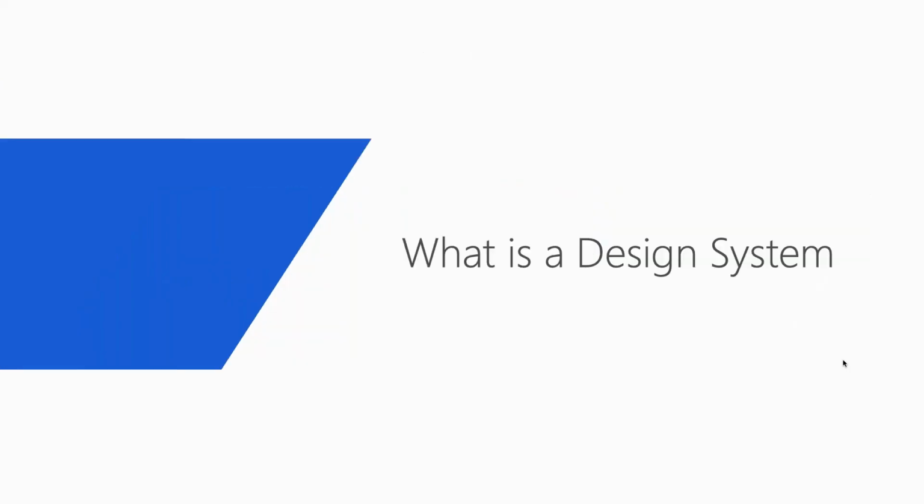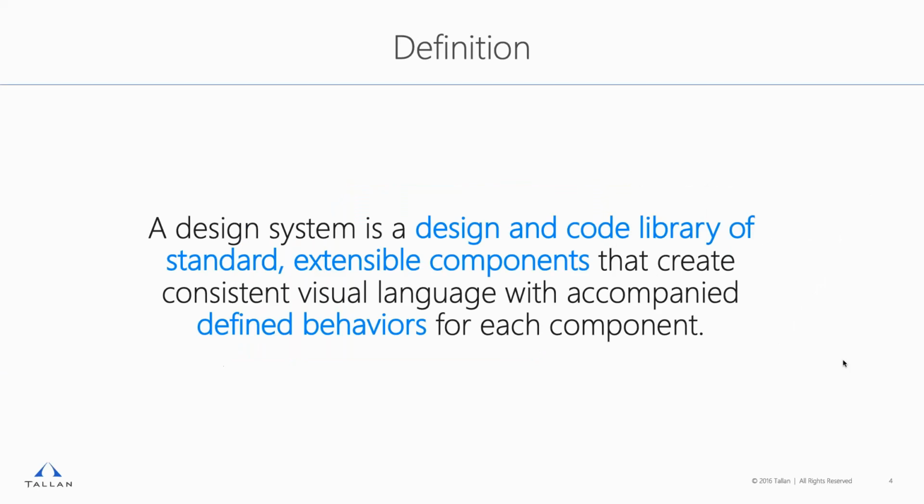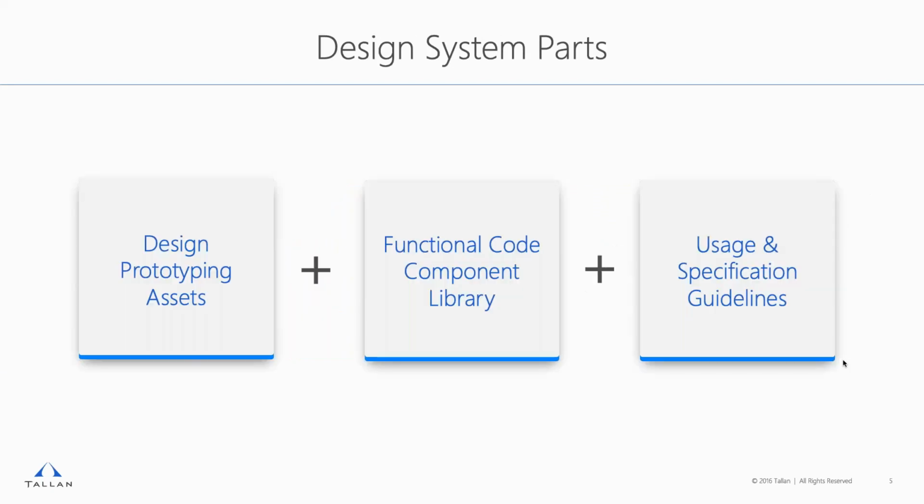So starting off, let's talk about what a design system is. A design system is a library of standard extensible components that create a consistent visual language paired with accompanied defined behaviors for each of those components. To break this definition up, there's really three parts. So there's the design assets, which are used for prototyping. Then there's the coded and styled components and their documentation, which includes design specs along with usage guidance. So we'll go into more detail for each one of these in a moment.